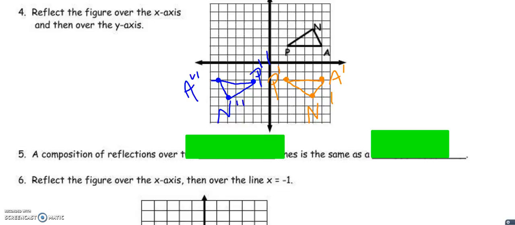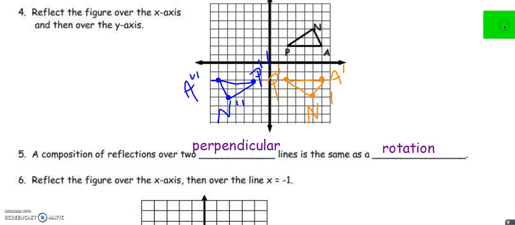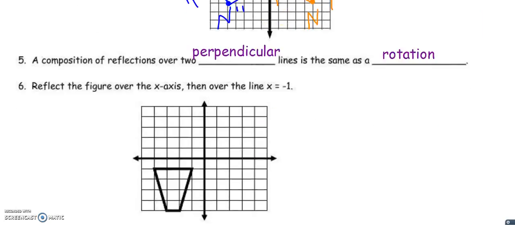A composition of reflections over two perpendicular lines, and the x-axis and y-axis are perpendicular to each other, is the same as a rotation, because notice that your point P is now in the top right instead of the bottom left. That's going to be a rotation. Number 6.